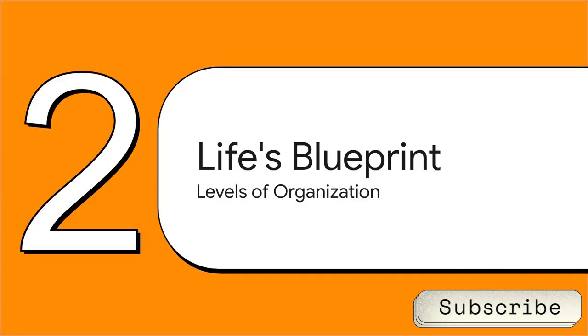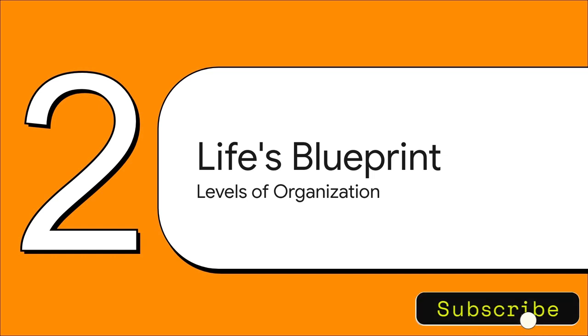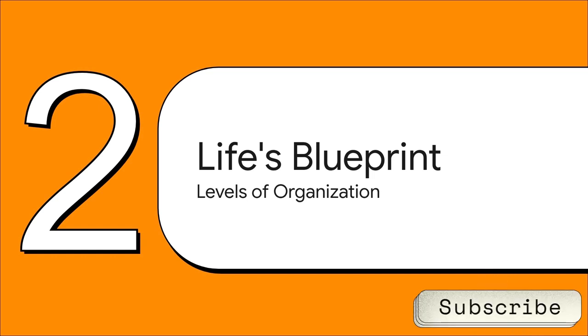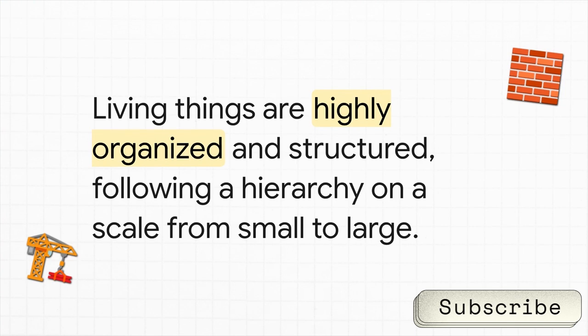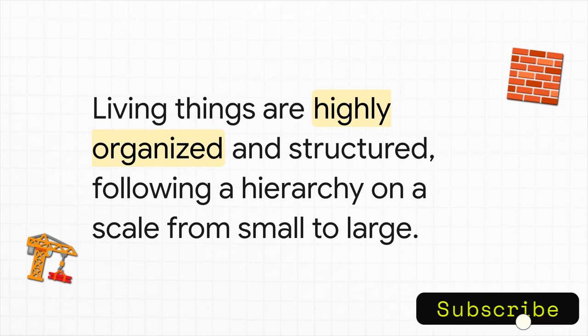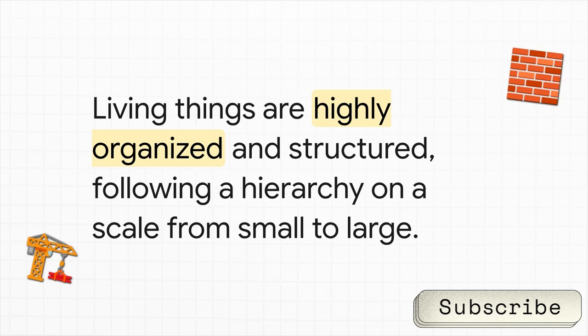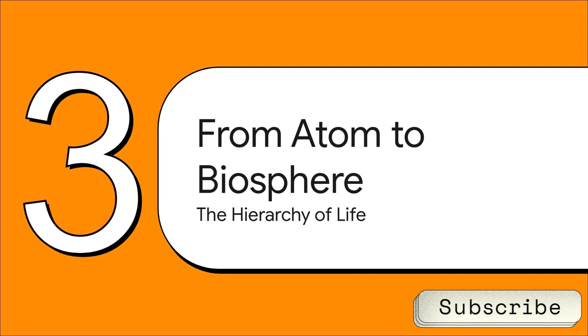Okay, so that's our 7-point checklist. But here's the thing. Defining life isn't just about a list of things something does. It's also about how it's put together. You see, life has this amazing structure. It's built up in layers, like a set of Russian nesting dolls, from the tiniest particles all the way up to the entire planet. It follows a blueprint. So let's go on that journey. We're going to zoom all the way in to the smallest level, and then zoom all the way out to see how this whole incredible thing is constructed.